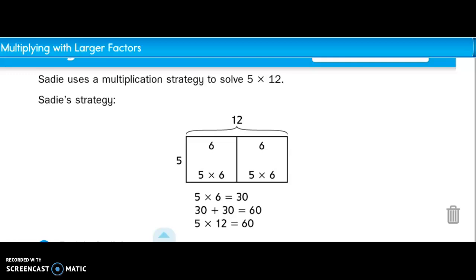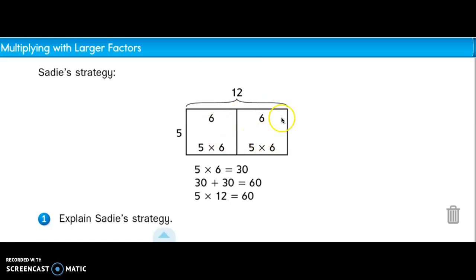For this lesson, we're going to continue reviewing our multiplication strategies. You can also use the strategies we've learned with larger factors, bigger numbers. Sadie uses a multiplication strategy to solve 5 times 12. This is her strategy. As you can see, 12 is a bigger number than we usually use, but she can do it. Look at this. This is what she does.